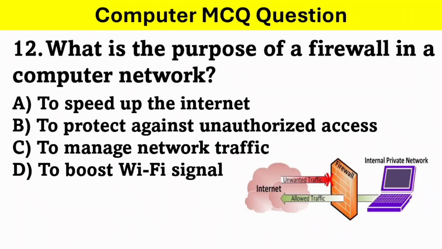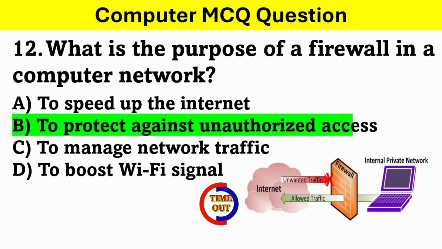What is the purpose of a firewall in a computer network? A. To speed up the internet. B. To protect against unauthorized access. C. To manage network traffic. D. To boost Wi-Fi signal. The correct answer is to protect against unauthorized access.